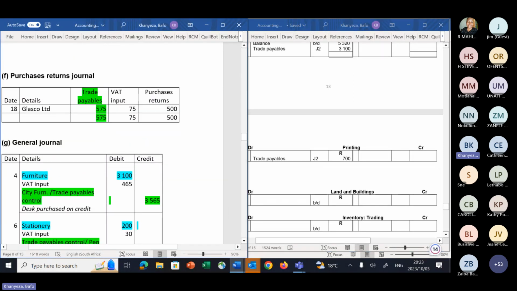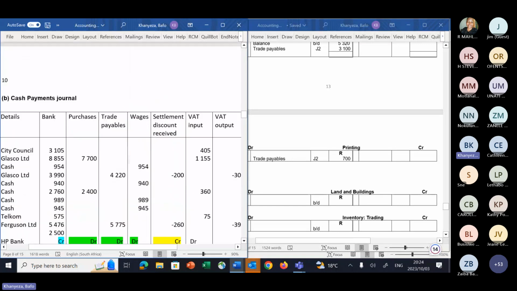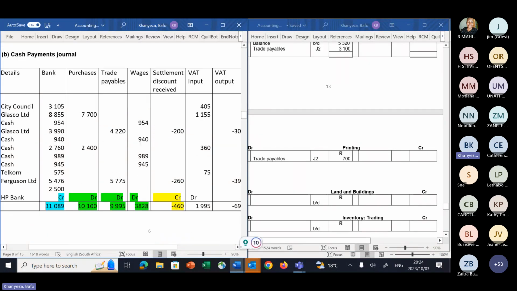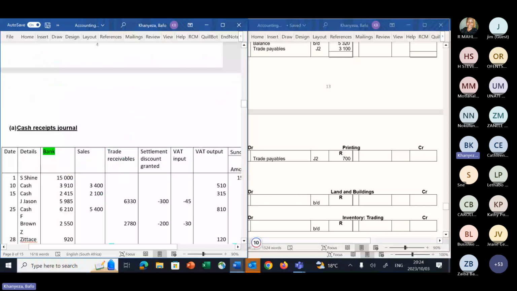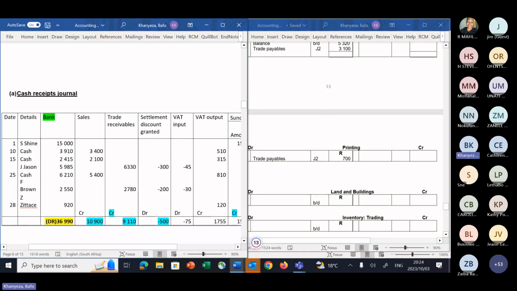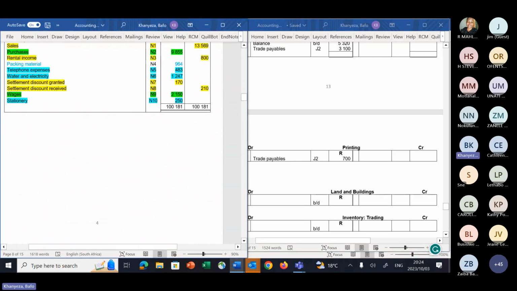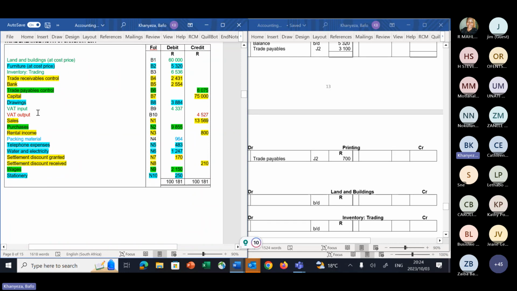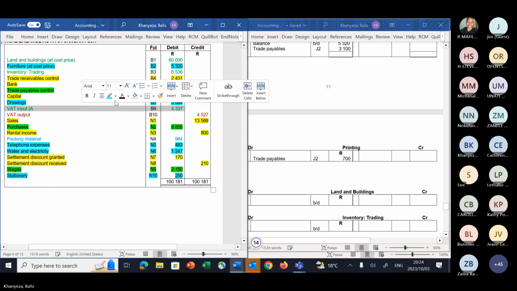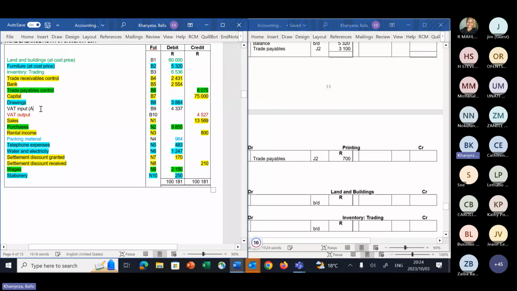Let's deal with VAT now. I'll start with VAT on the cash receipts journal. Let's start with the VAT input. So I'll start with the balance. VAT input is an asset. Let me highlight here first.